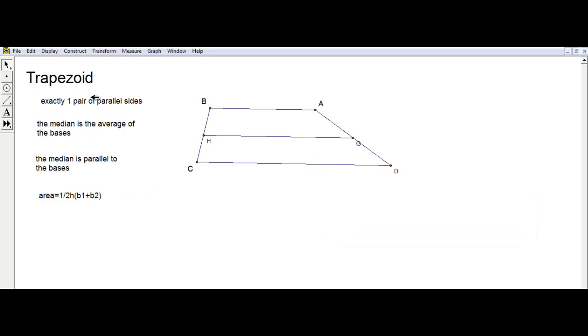So we have three things, actually four. By definition, a trapezoid has exactly one pair of parallel sides. The median is the average of the bases, so you can find the length of your median. Let me go ahead and write median equals 1/2 times B1 plus B2. So the median is the average of the bases, then the median is parallel to the bases. Comes in handy sometimes, and then also the area of our trapezoid is 1/2 the height times the sum of the bases.